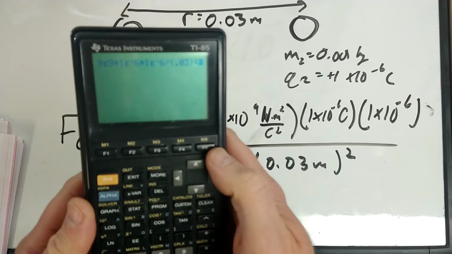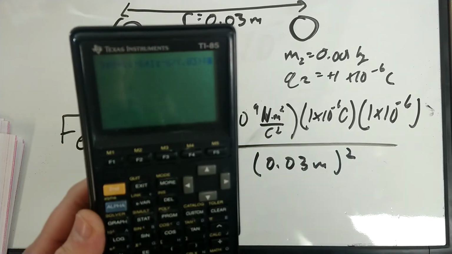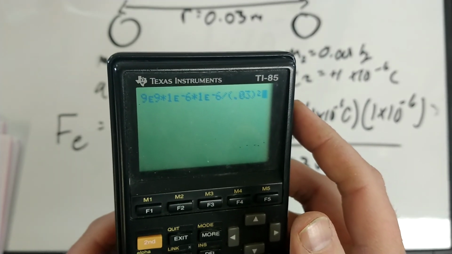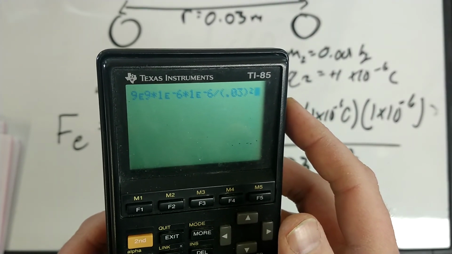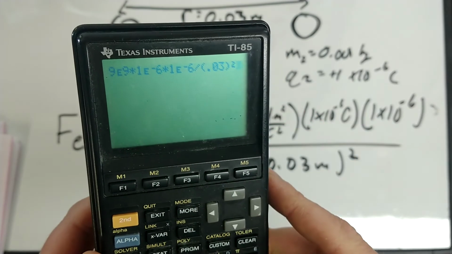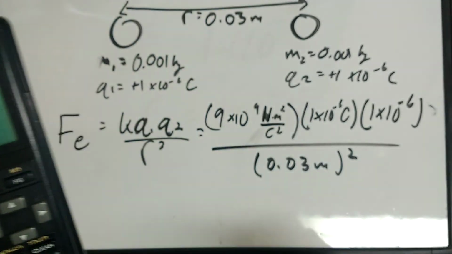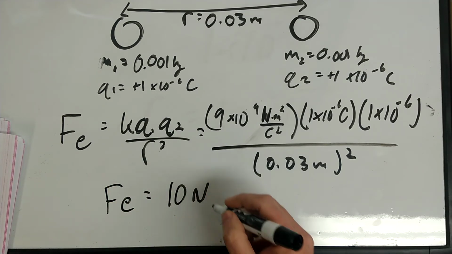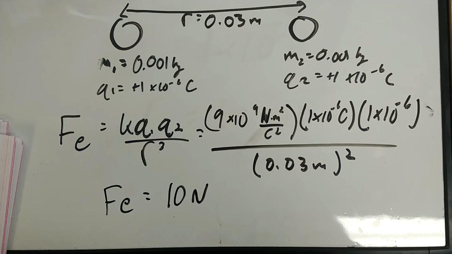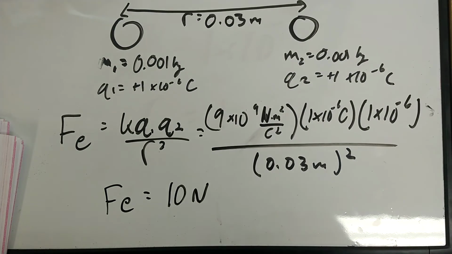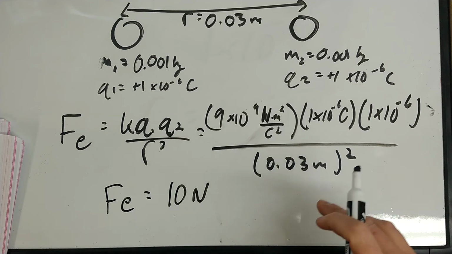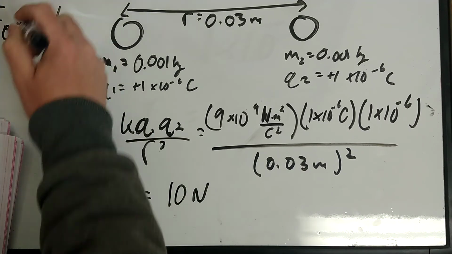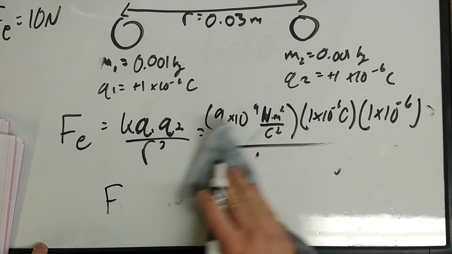Let me take the focus lock off for a second here. This is what it looks like typed in my calculator. And enter. Oh, look at that. 10. Nice number. 10 newtons. Beautiful. Let me put the focus lock back on. Very nice number. 10 newtons. Let me write it over here. Fe equals 10 newtons. Now, let's figure out Fg.